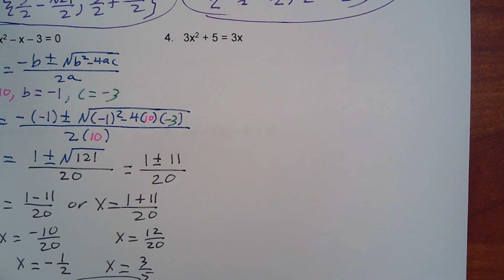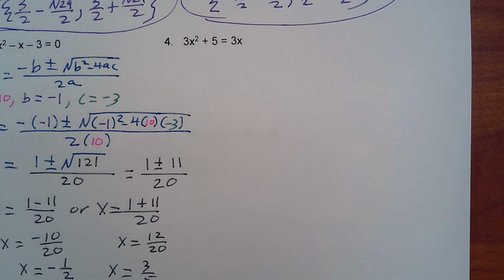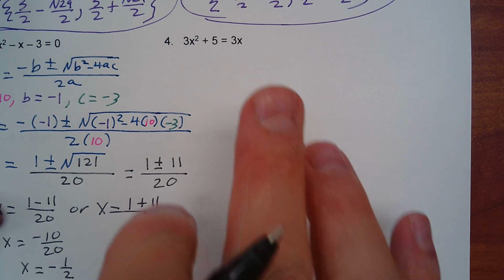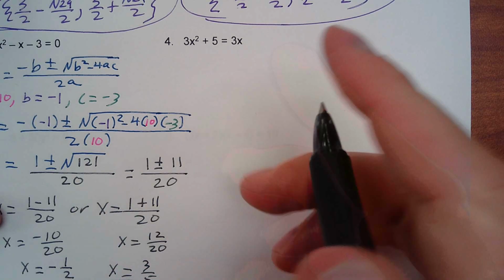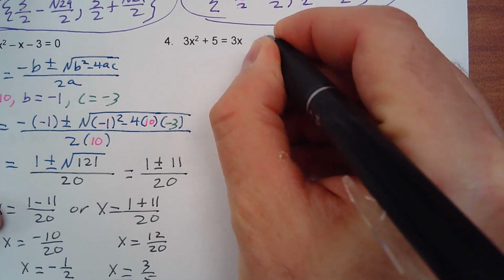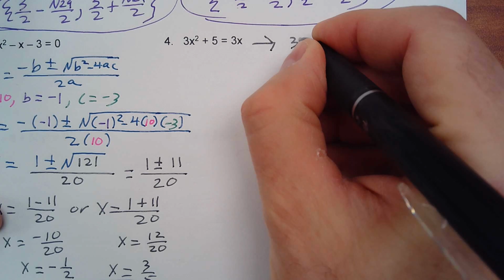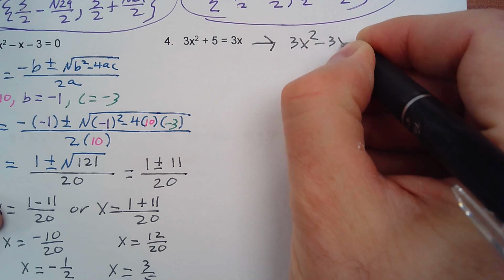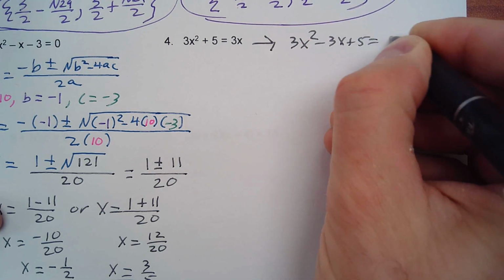Let's try this next one. Now remember, we talked about before I do anything, before I try plugging into the quadratic formula, I need to have 0 on one side. So my first step is I want to subtract 3x from both sides. It's going to give us 3x squared minus 3x plus 5 equals 0.